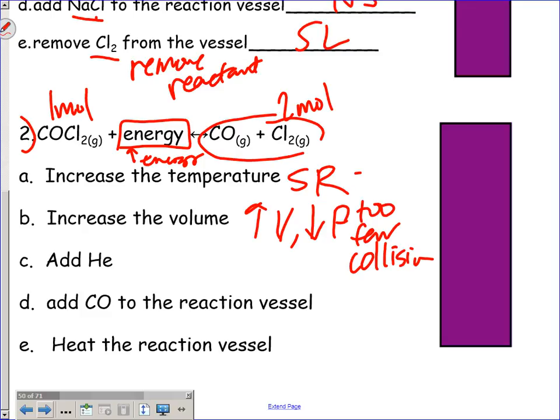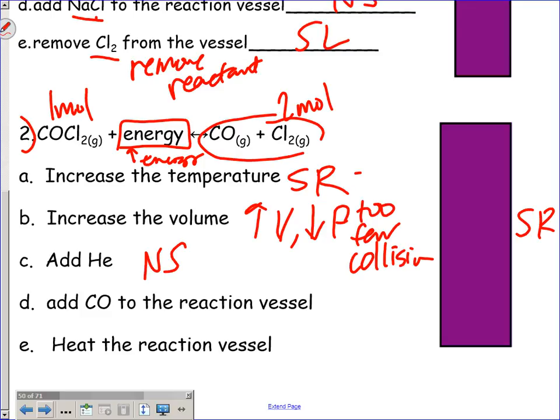Shift right, because you want to make more pressure. You want to make more collisions. And that would be 2 moles of gas versus 1. Adding helium. No shift, because there's no information there for helium. It's an inert gas.